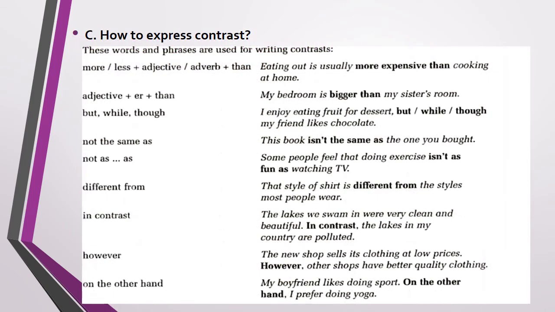How to express contrast. There are also other expressions which show differences. We have some examples. Eating out is usually more expensive than cooking at home. More adjective than. My bedroom is bigger than. Adjective er than. Short adjectives. I enjoy eating fruit for dessert, but while though my friend likes chocolate. This book isn't the same as the one you bought. Some people feel that doing exercise isn't as fun as watching TV. Negative. That style of shirt is different from the styles most people wear.